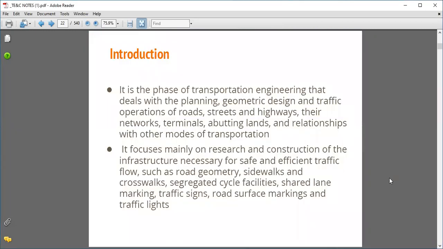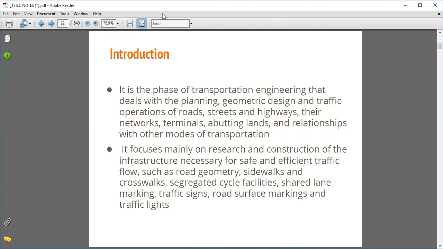We'll see what traffic engineering is, an introduction to traffic engineering. It is the phase of transportation engineering that deals with the planning, geometric design, and traffic operations of roads, streets, and highways, their networks, terminals, abutting lands, and the relationship with other modes of transportation. You can see here there are different modes of transportation, as you know. There is air transportation, tunnel transportation, water transportation, and land transportation. There are different types of transportation ways.